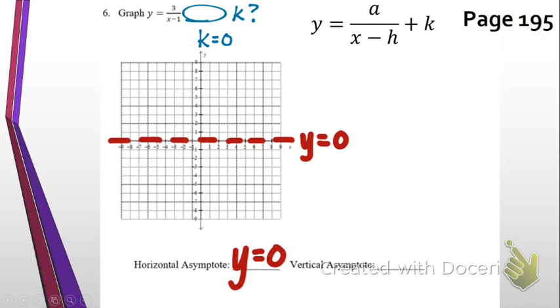Okay, what's my h value? 1. A equals 2. Yep. H equals 1, and we've got our opposite here. So I go x equals 1 for my vertical asymptote. So right here.